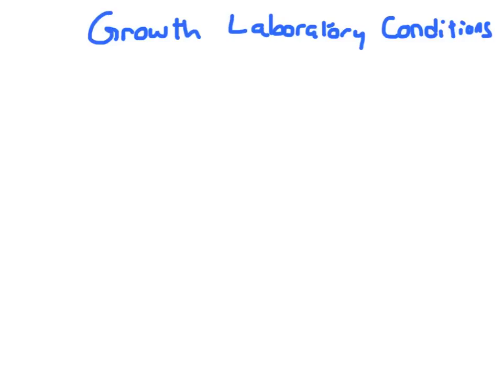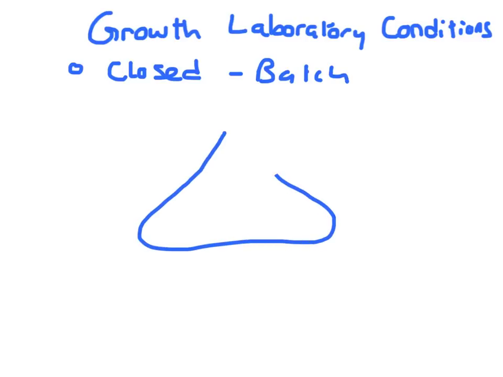Now, growth in laboratory conditions. We want to think of this as being in what's called a closed system, which means that we are not going to allow any additional nutrients to come in and nothing can get out. We call this closed or often batch. If we think about it, we have this flask, and we'll put a cap on it, and in here we have some sort of growth solution.